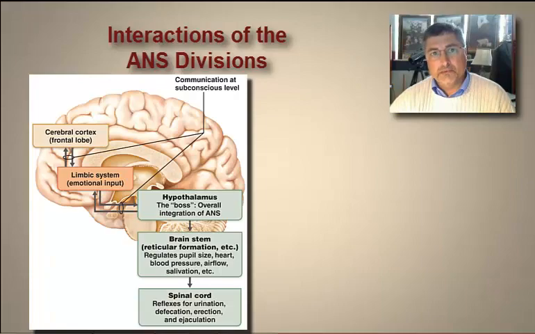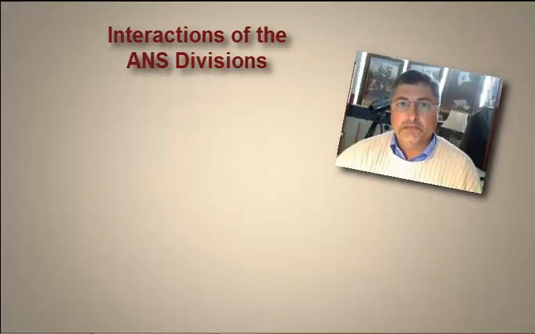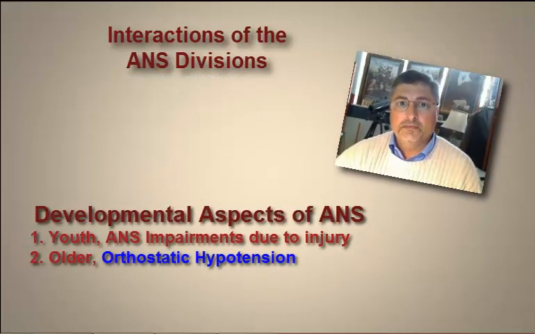The last thing that I'd want you to take into consideration would be developmental aspects. If we're looking at developmental aspects associated with a youth, we would see that typically the autonomic nervous system impairments will occur due to injuries. If we're looking at old age, though, we'd find that the autonomic nervous system efficiency decreases as we age. It can result in things such as constipation, dry eyes, and something known as orthostatic hypotension. Hypotension means a lower than normal blood pressure.